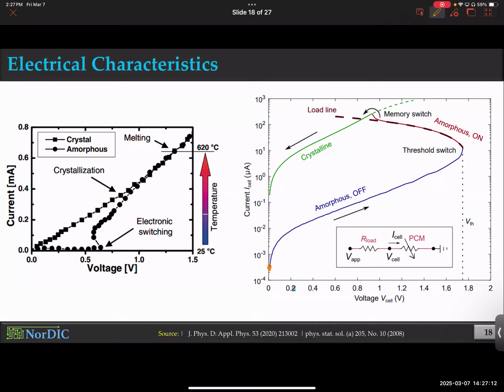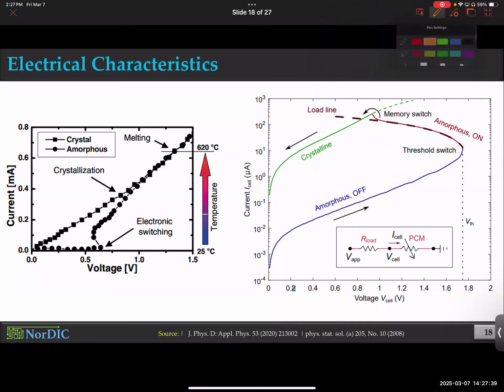Can someone tell me, between the blue line and the green line, which one has higher resistance? This is a current voltage plot, by the way. Between the blue line and the green line, which one has higher resistance? Why are you so nervous? Blue line, right? You have really low current for the same voltage. That means this one must have higher resistance. That also tells you that it represents the amorphous state, because in the amorphous state you have higher resistance, okay?